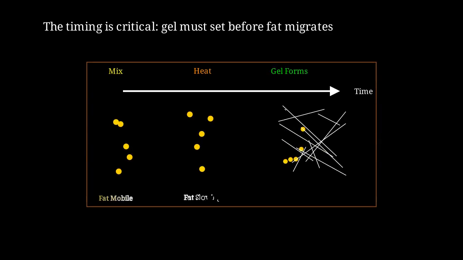Think of it as a race against time. Initially, fat droplets can move freely. As heating continues, the matrix becomes more viscous, slowing fat movement. Finally, the gel sets, permanently trapping the fat before it can reach and destroy the bubble interfaces.